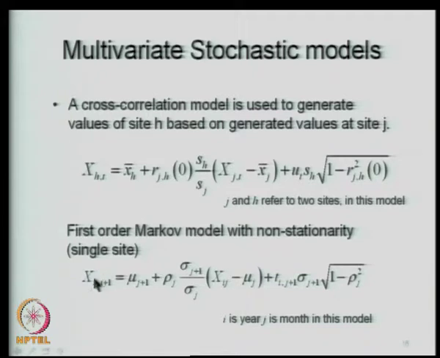How do we do that? This is your first order Markov model for a single site. This is the non-stationary model, so I will use this model with non-stationarity. Now, in this particular way of writing it, i is the year and j is the month within this year. So, we are generating it for several years now. So, this is year and this is month, j plus 1 is a month, and this is our Thomas-Fiering model that we have used, and these are the standard normal deviates.